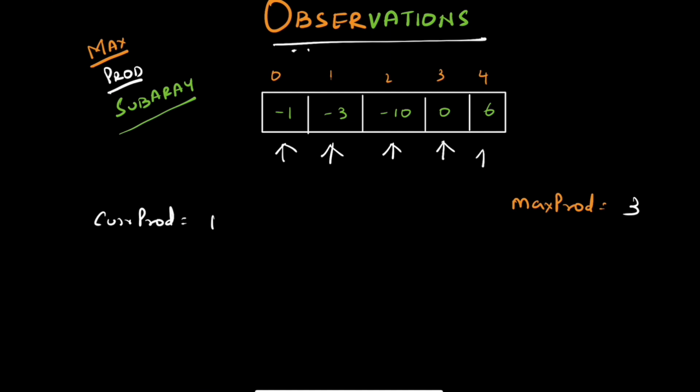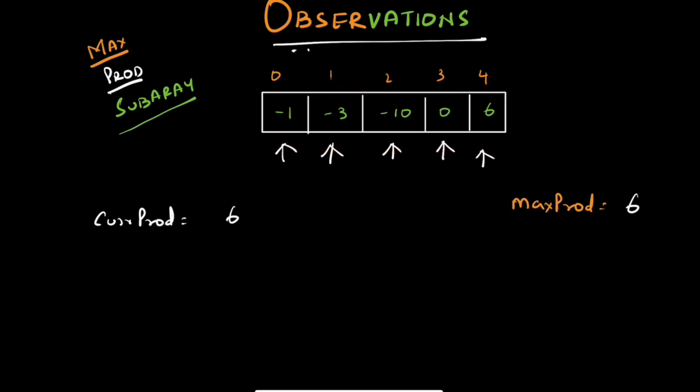Now at index 4, the element is 6. So we'll multiply 1 with 6, which results in 6. So we'll update our current prod to be 6. And we'll check whether 6 is greater than 3. Yes. So we'll update our maximum prod to be 6. And here our execution got completed. So our maximum prod is 6.